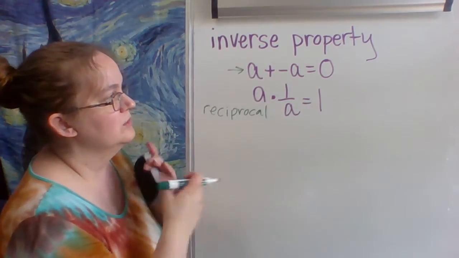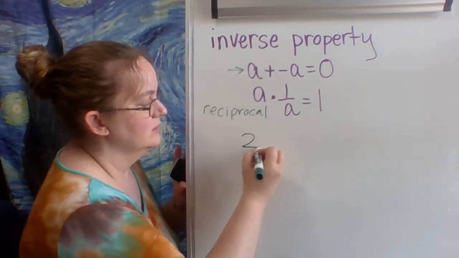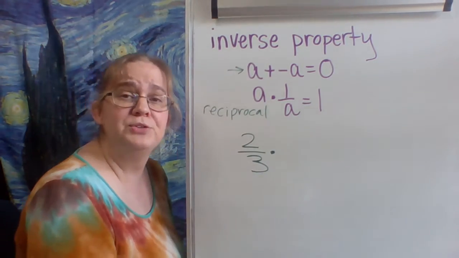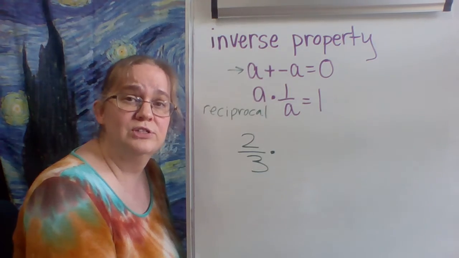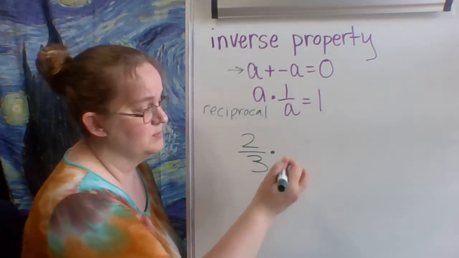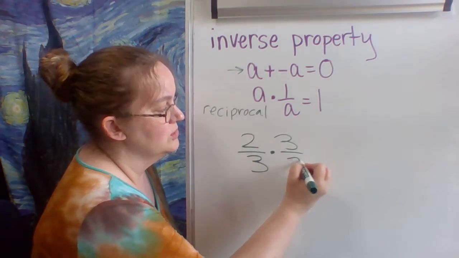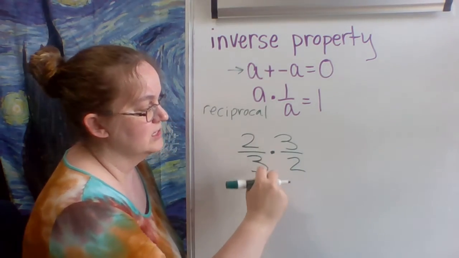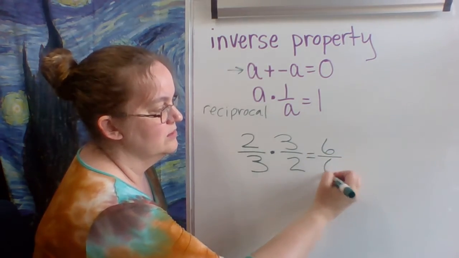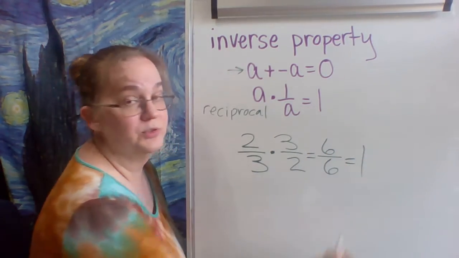When you're looking at something like 2/3 and I'm multiplying, what do you multiply by in order to turn it into 1? You multiply by the reciprocal. In other words, you just flip it upside down. So I would do 2/3 times 3/2. This becomes 6/6, which is equal to 1.